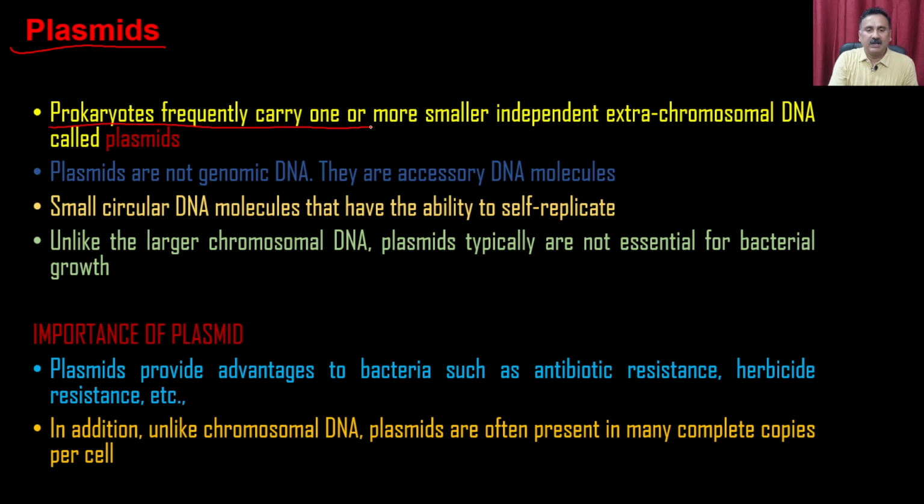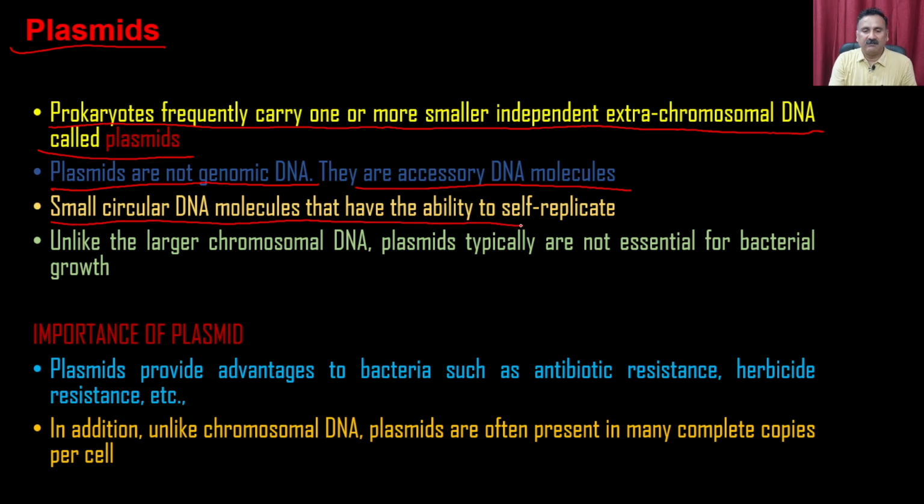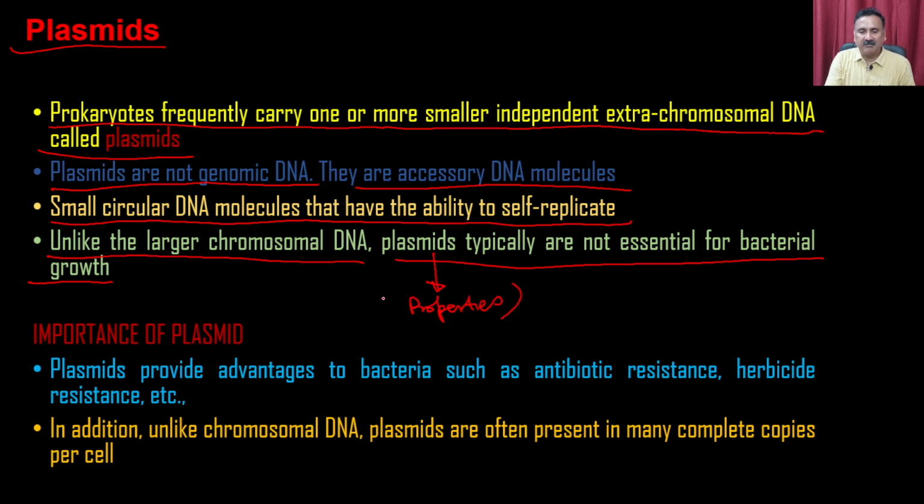Prokaryotes frequently carry one or more smaller independent extrachromosomal DNA molecules called plasmids. Plasmids are not genomic DNA, they are accessory DNA molecules, smaller circular DNA molecules that have the ability to self-replicate. Unlike the larger chromosomal DNA, plasmids typically are not essential for bacterial growth. Plasmids are required for providing specific properties, and through the plasmids they can exchange those properties within a particular bacterial colony.